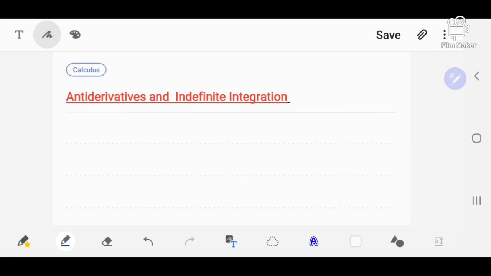Hi again. Today I'm going to talk about the antiderivative. From its name, we're going to find the opposite of the derivative. So for example, if I have f prime of x equals 4x cubed. Question is, if this is the derivative, what was the original function f of x?